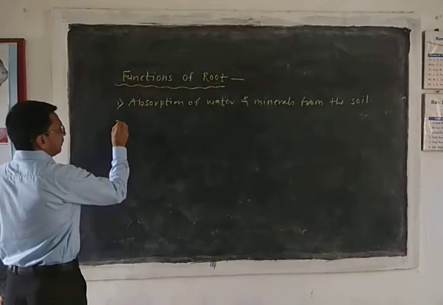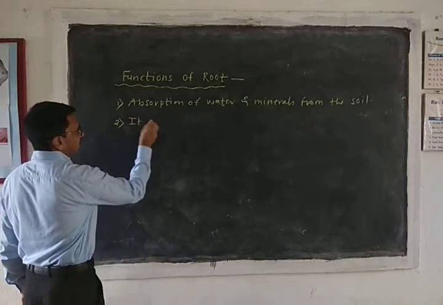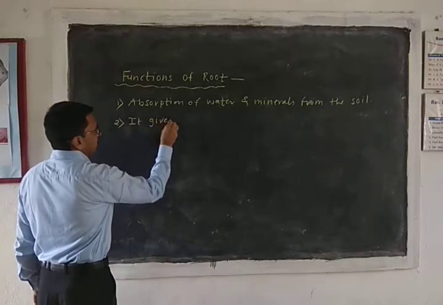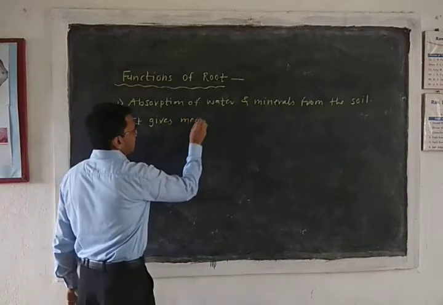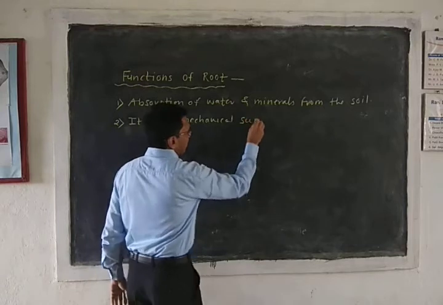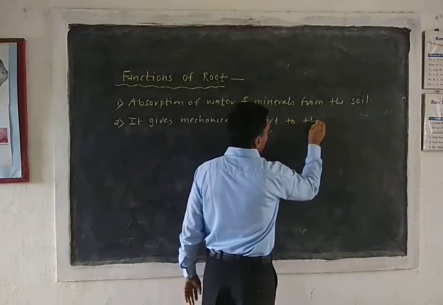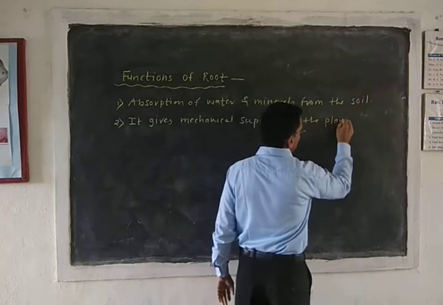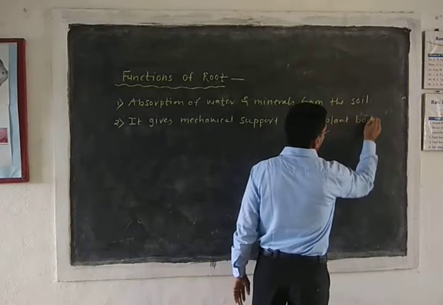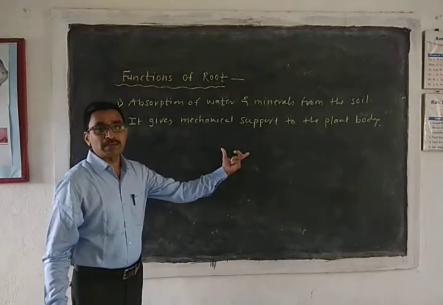The second function is that root gives mechanical support to the plant body. Root gives mechanical support to the plant body.